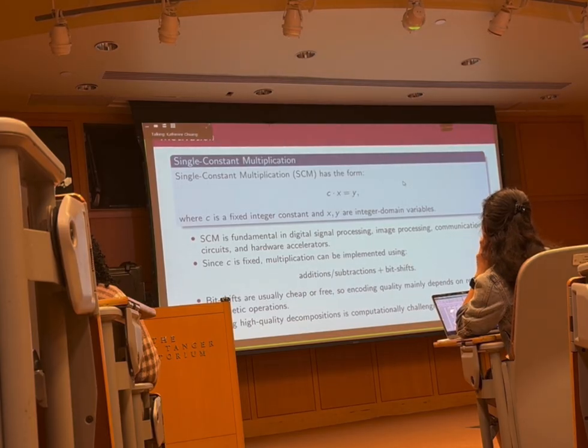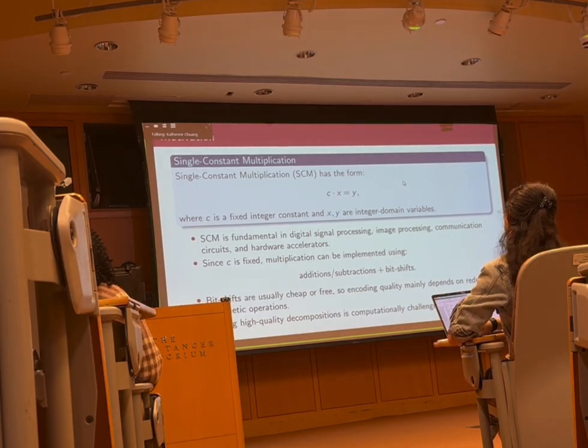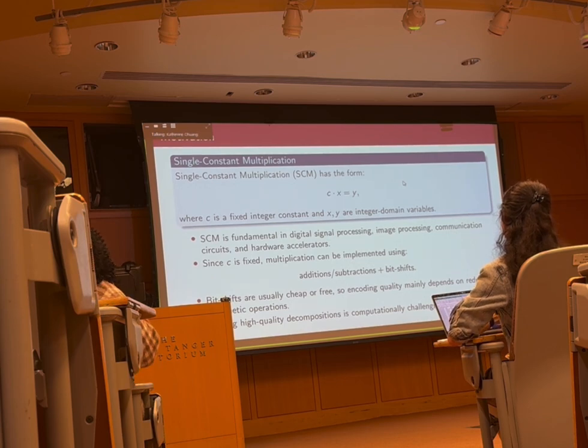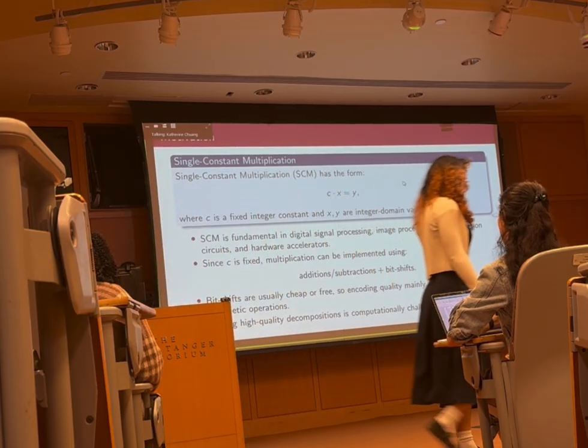Okay, let me first introduce what the single constant multiplication is. This problem has the form of a constant c multiplied by a variable x, which is equal to another constant y. Here c is a fixed integer constant, and x, y are integer domain variables. It is a fundamental problem in digital signal processing, image processing, communication circuits and hardware accelerators. Although we are doing it in theory, pretty high level.